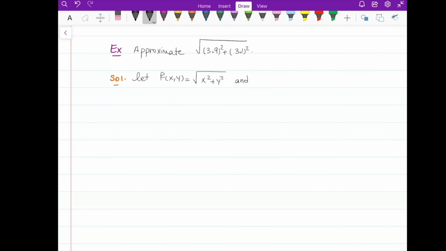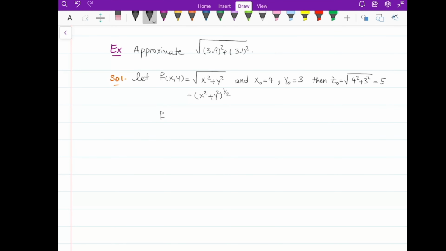Okay, and I'm going to pick 1 point that is close to the given point. So let x naught be 4, which is very close to 3.9, and y naught be 3, to be close to 3.1, and then z naught, which would be f of x naught and y naught, would be the square root of 4 squared plus 3 squared. So this is 5.